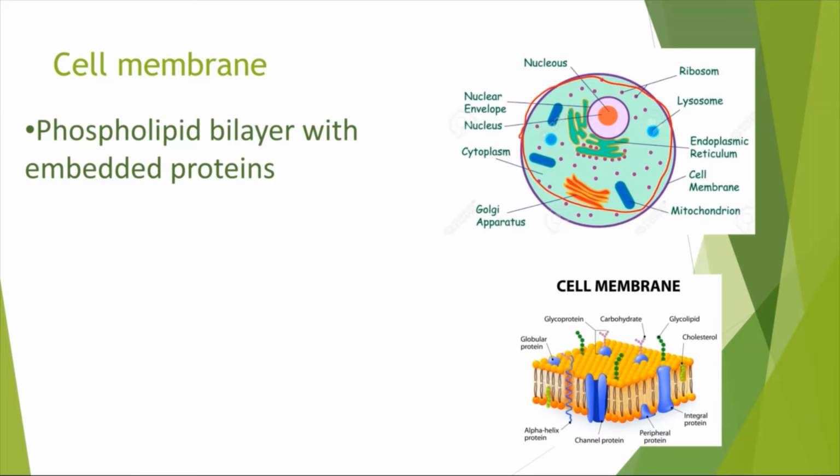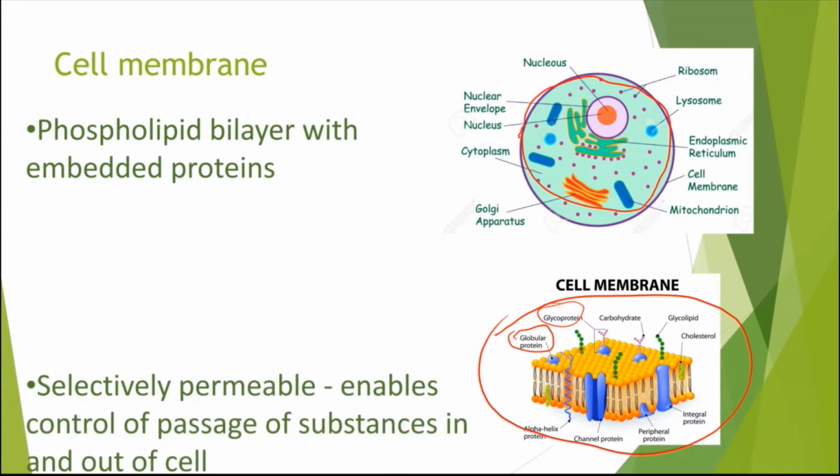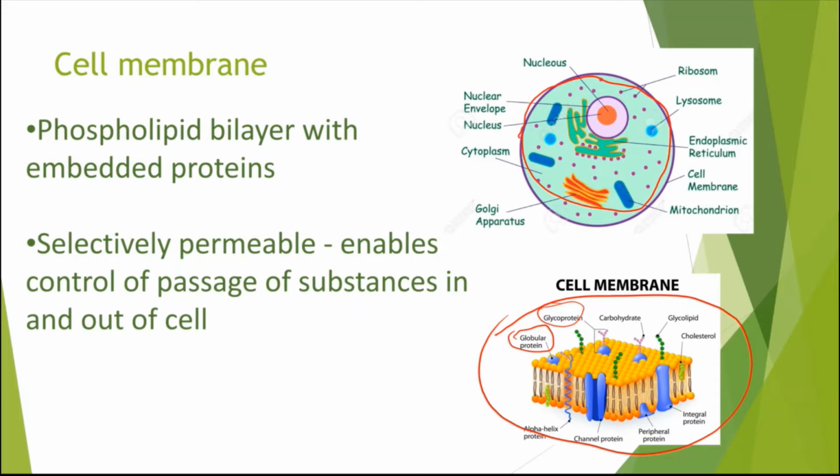So this is the cell membrane. What they have is a phospholipid bilayer with embedded proteins. For example, this is the cell membrane and it has embedded proteins, for example, the globular protein, and there's the glycoproteins, and there's a few other proteins. Right, so the cell membrane is selectively permeable. What this means is it allows some substances to pass through the cell, whereas some won't be able to. So this allows the cell to keep a balance so the cell isn't harmed.